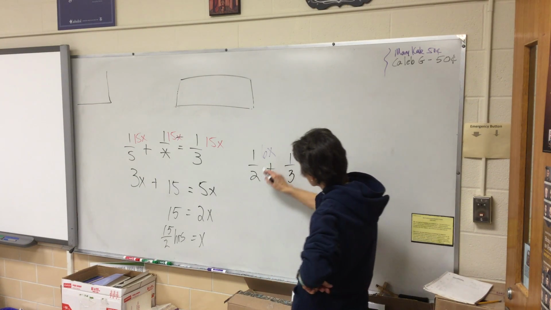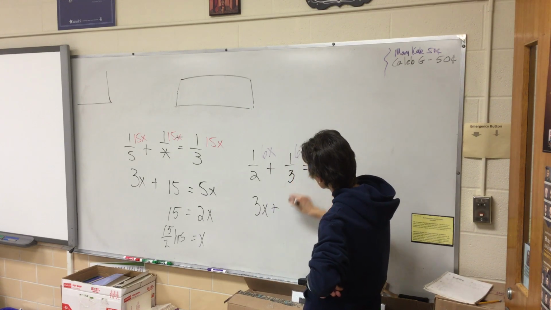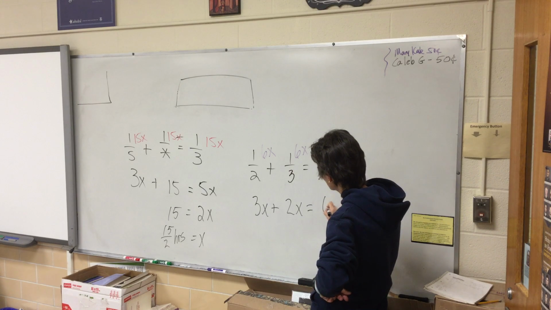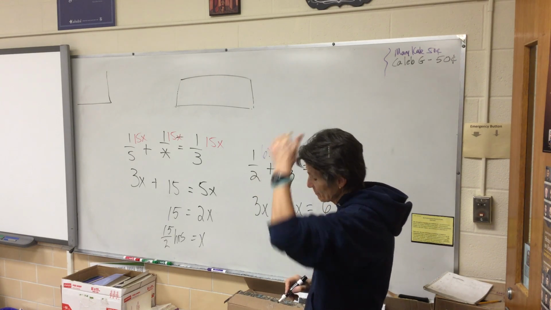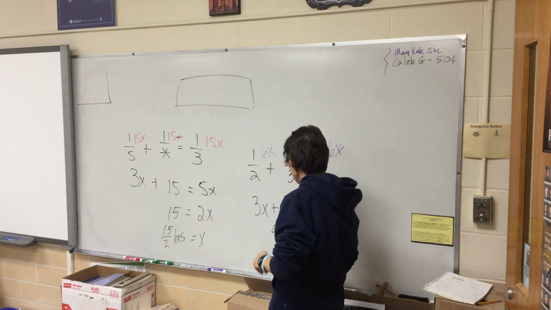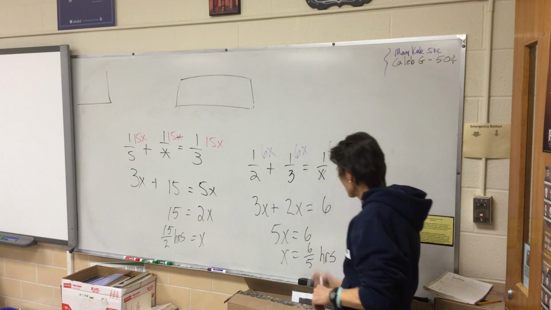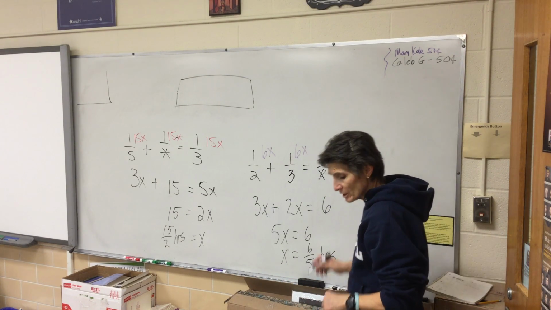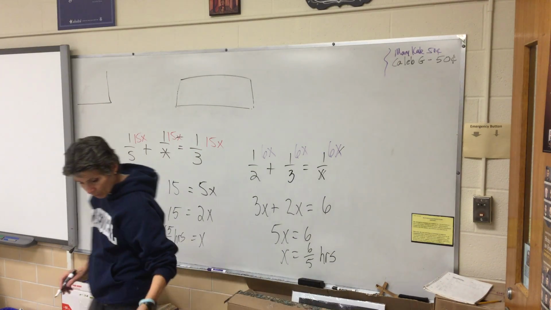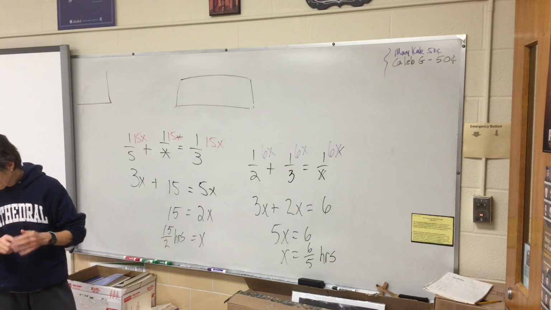So then 6 over 2 is 3x. 6 over 3 is 2x. And the x's cancel and leave me with 6. So 5x equals 6 and x equals 6/5 hours. You often get fractions, don't panic about it. The unit is hours, because that's how long they're baking their cakes.